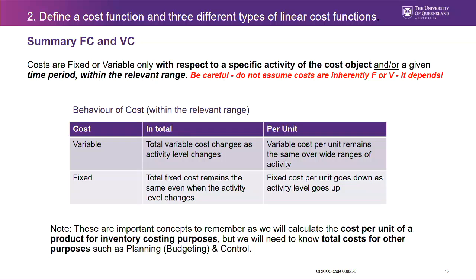For our fixed costs, in total they stay the same however much activity we do. But if I produce 1 unit, my fixed cost per unit, say it's $1,000, is $1,000 per unit. If I produce 200 units, my fixed cost per unit is $5 per unit. Does that make sense? So the more units you produce, the lower your fixed cost per unit within that relevant range. You have to be very careful whether we're talking about in total or per unit.